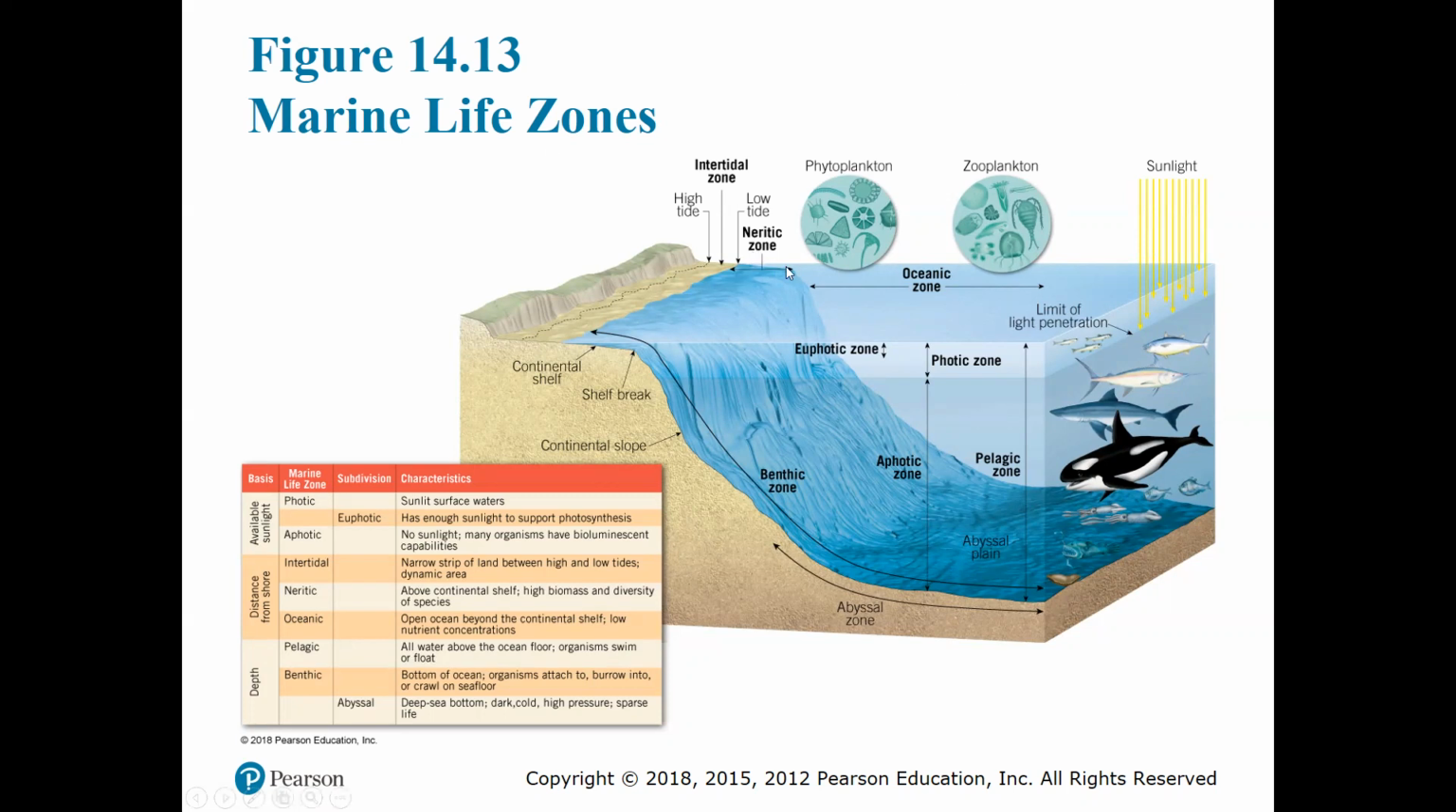The next zone that kind of lies right on top of the continental shelf is referred to as the neritic zone. And it's going to be from the continental shelf until we get to that shelf break and the continental slope. Most of the time it's going to be shallow enough for sunlight to reach there, so it's typically within the photic zone. It is rich in biomass and also the number of species that live there.